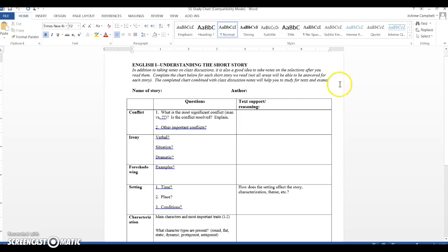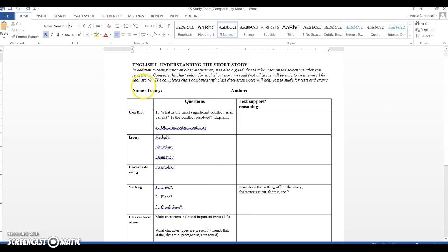So for this first part, this is the short story chart that I want you to use every time we read a new story. So in class, while you're reading the story, or if you're reading the story at home, just take normal notes. So stop every page or so, or every few paragraphs, and jot down what you think is important. But then when you finish the whole story, go back and fill out one of these charts.